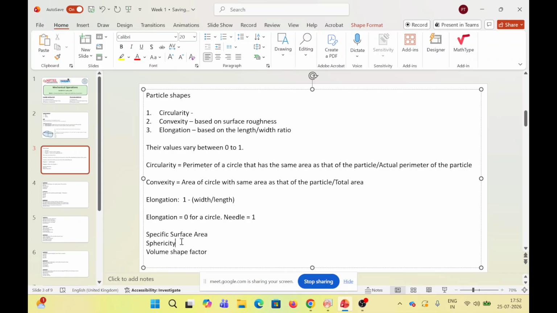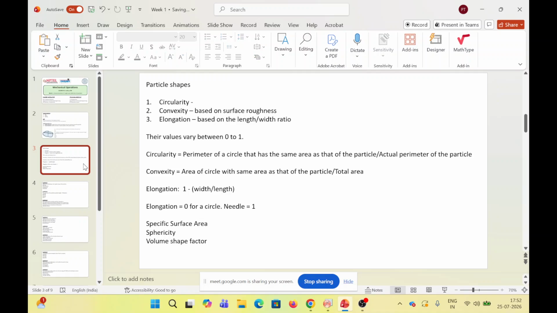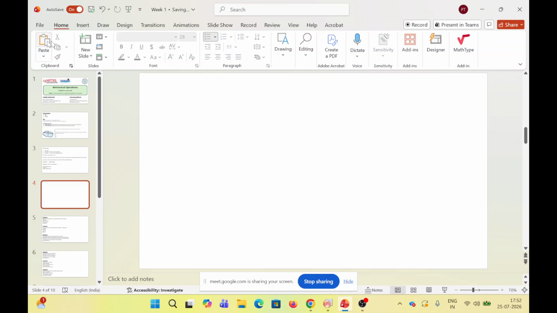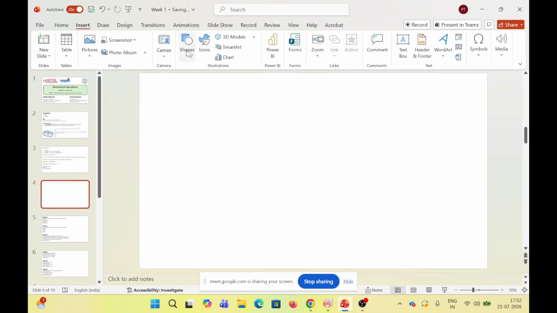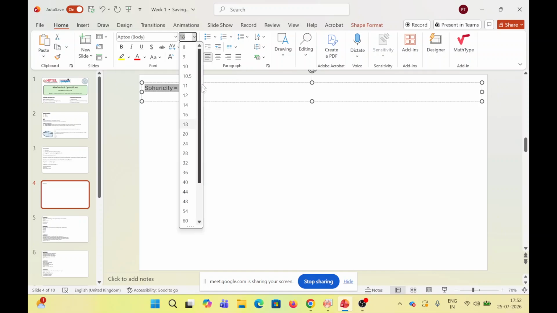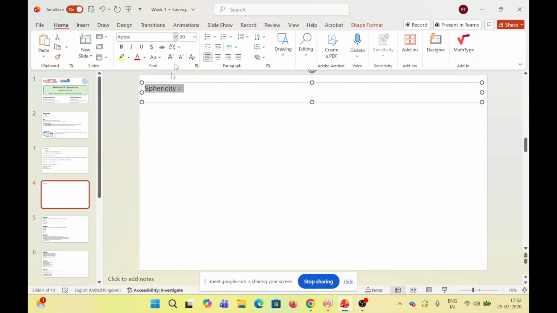So let's start with sphericity. The name itself could suggest a few things. Sphericity, which means something that is going to deal with the sphere. So the definition of sphericity goes something like this.